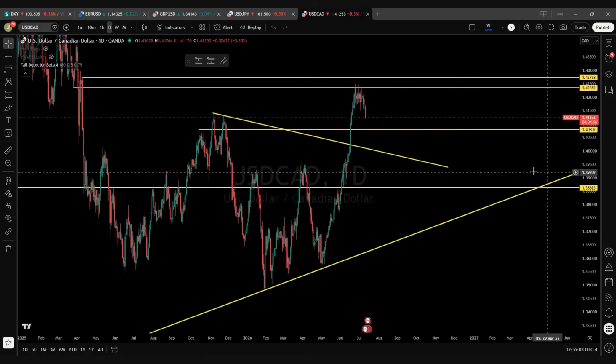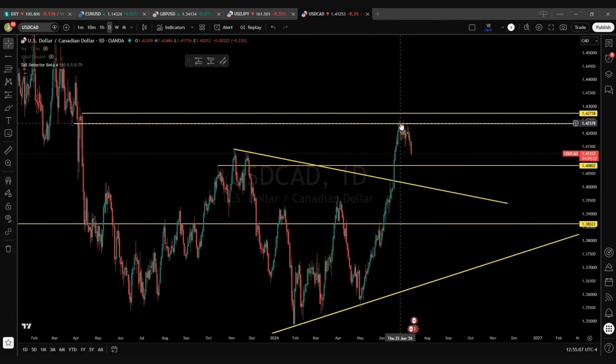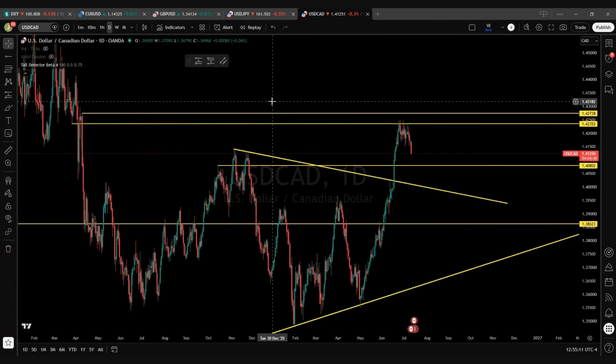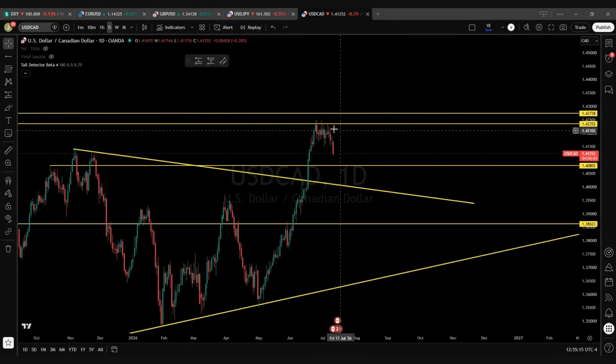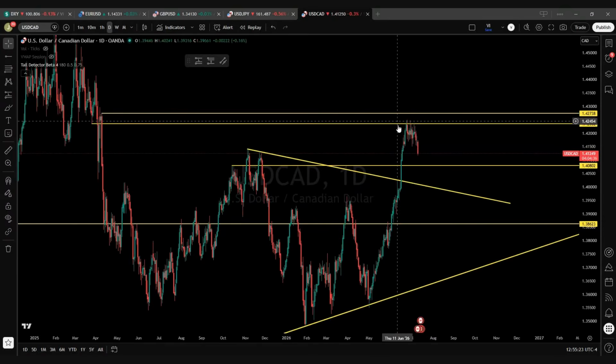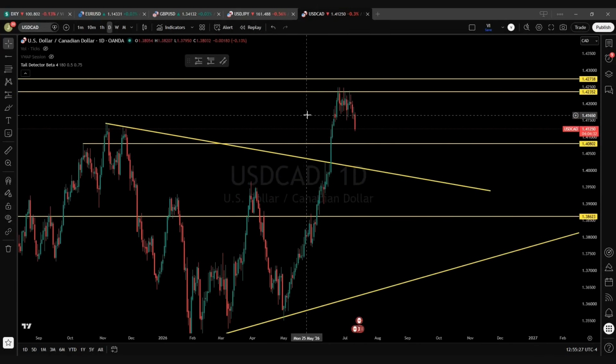With that sharp move right there, that's on the daily. As it had the sharp move up, it wasn't able to get past this key resistance level at 142.352, this low pivot here. Price was able to pierce it a couple times and is now printing higher lows and fading. So this is the first key resistance level for the US dollar versus the Canadian dollar.